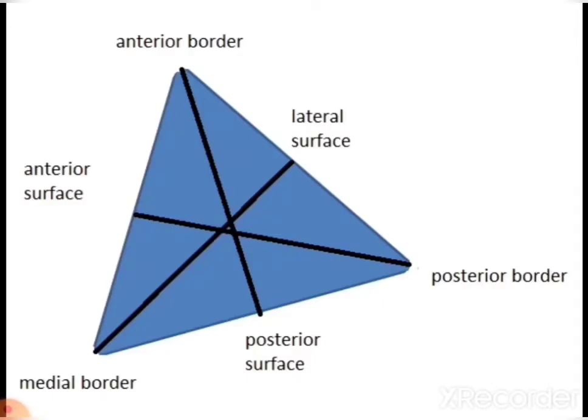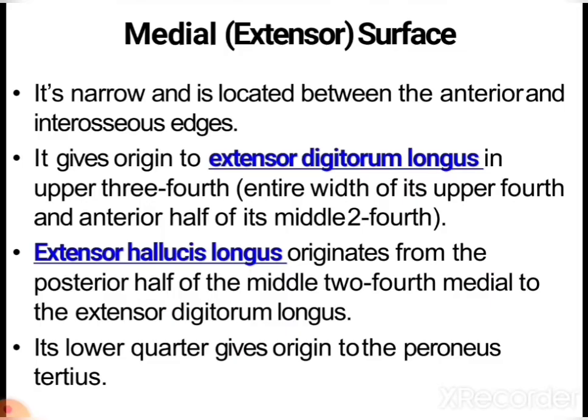So this is the schematic diagram to show you the borders and the surfaces of the fibula. In this diagram we can see the anterior border, the medial border and the posterior border, and three surfaces: anterior, lateral, and posterior surface.